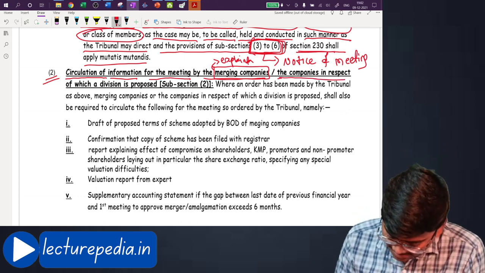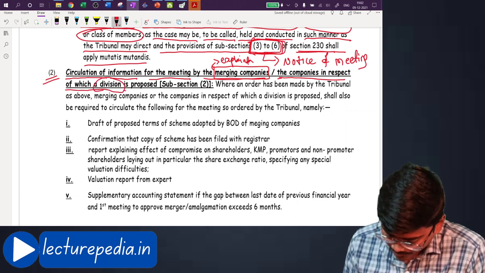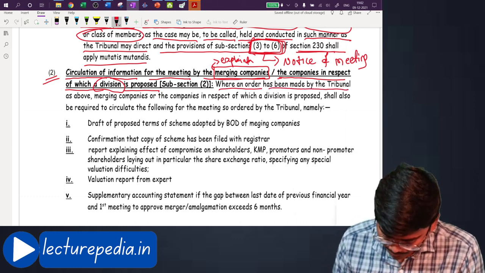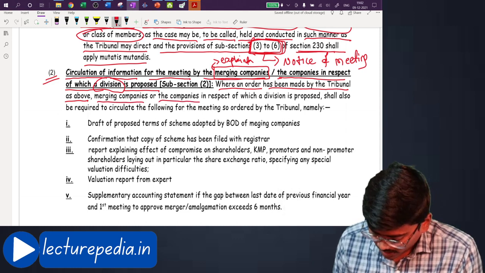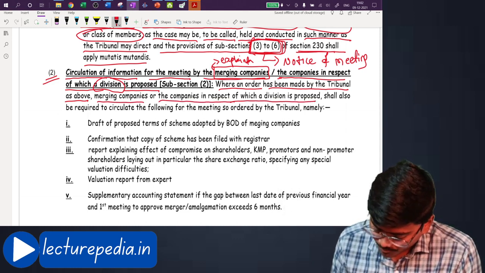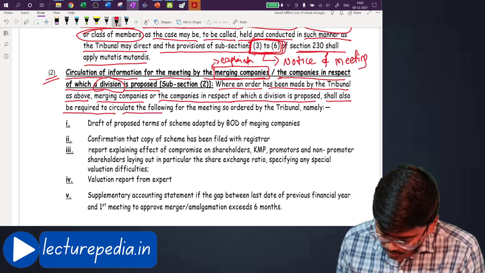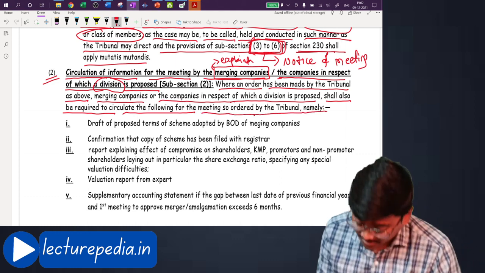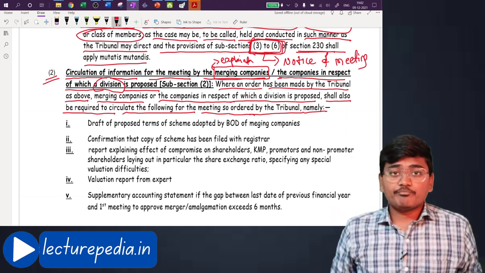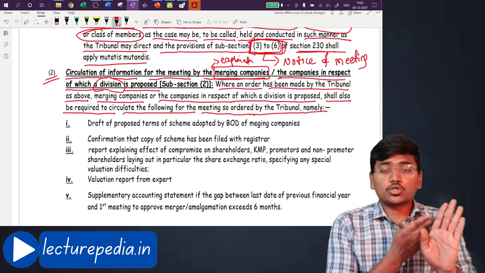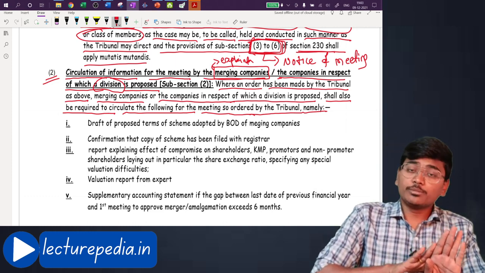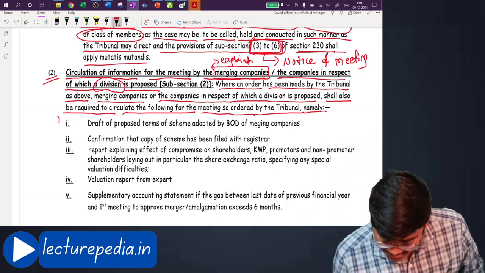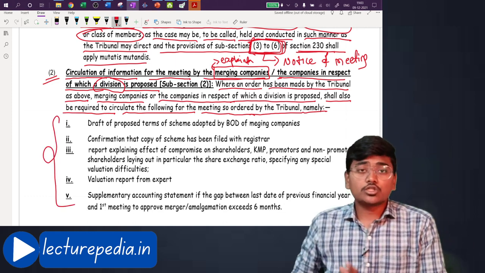Now the companies in respect of which a division, that means demerger, is proposed, where an order has been made by the tribunal as above, merging companies or companies in respect of which a division is proposed shall also be required to circulate the following for the meeting so ordered by the tribunal, namely. See, in section 230, along with notice, some disclosures have to be made. Those disclosures have to be made even in case of section 232 also. Along with those disclosures, additionally these 5 disclosures should also have to be made.